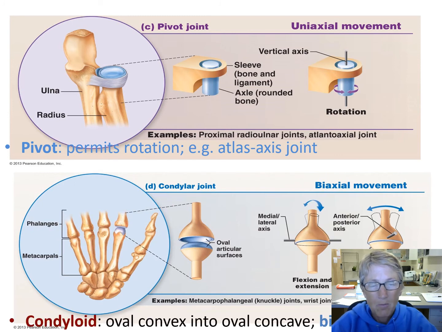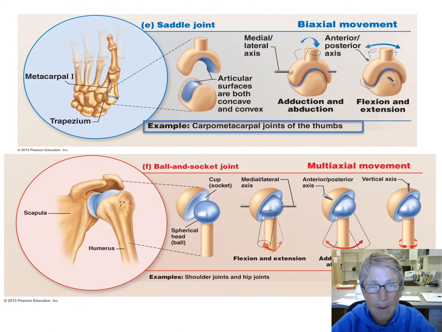The next type of joint is a condylar joint. It has biaxial movement, so here's one axis that you can flex and extend around, and then here's another axis that allows that joint to do both adduction and abduction, so it's biaxial movement.